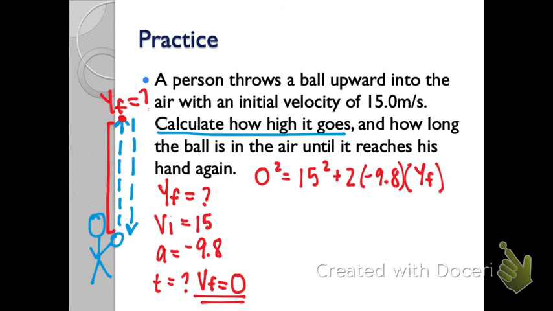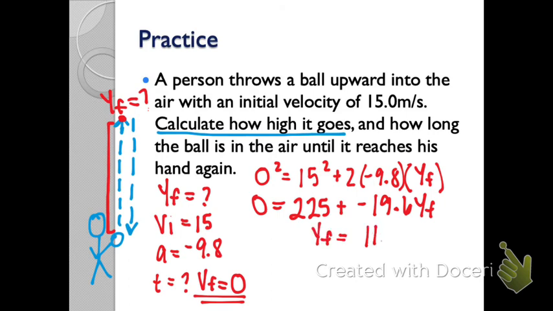Okay? So 15 squared is 225 plus negative 19.6 YF equals 0. Then mathematically, what do I need to do here? Yeah, good. I need to move 225 to the other side, and then I'll divide that by negative 19.6. And so I get a Y final of 11.48 meters.